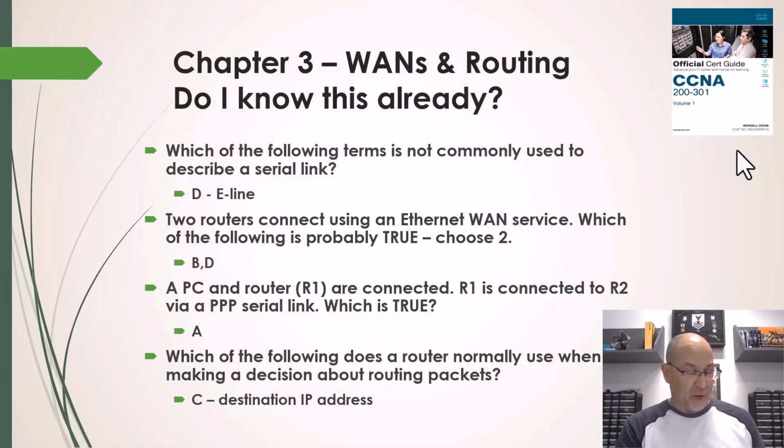Which of the following does a router normally use when making decisions about routing TCP packets? That one's actually pretty straightforward. We have to process things at layer 3, so that is going to be the destination IP address. We don't worry about the source because we're trying to get to the destination.